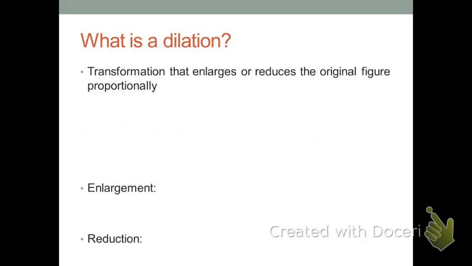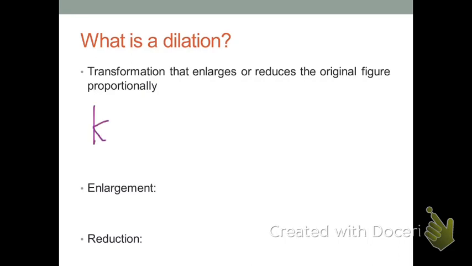So, thinking of a dilation, we'll have enlargements and reductions. This is very similar to our exponential functions where we had growth and decay. So first, let's look at our scale factor. Usually we represent our scale factor with a K.